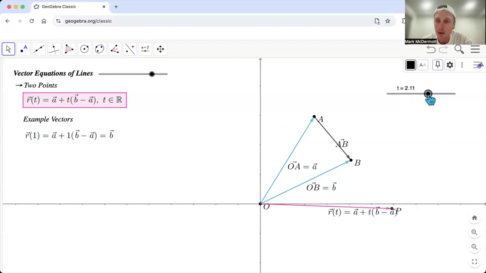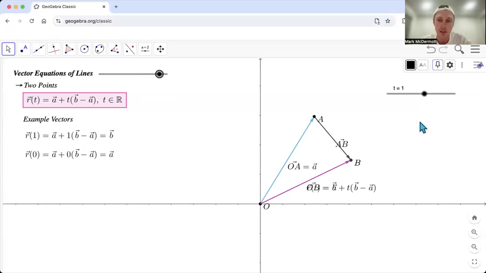Let's pick t to be 1. When t is 1, we get the pink line on top of this vector b, and that should make sense. Because if we substitute t being 1, we get vector a plus 1 group of vector b minus vector a. Well, we're going to have vector a minus vector a in here when we expand that 1 in. So we're just left with vector b. So when t is 1, we get vector b. Hopefully you can see, at least in that case, why that pink line traces out the line that we're interested in.